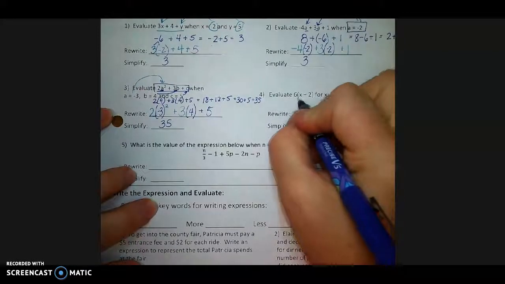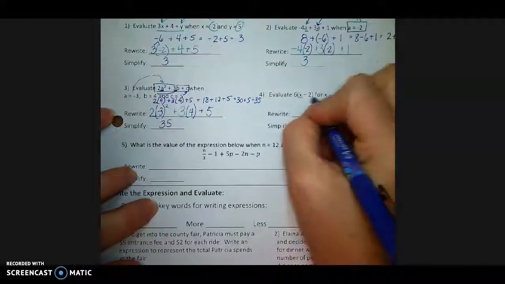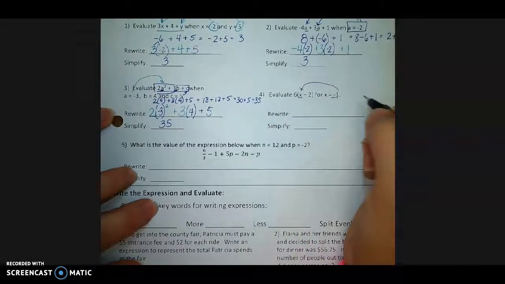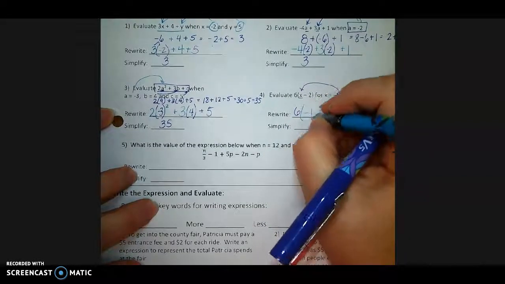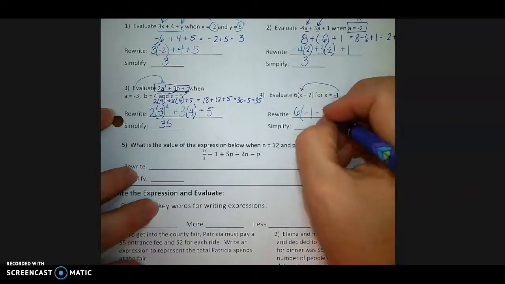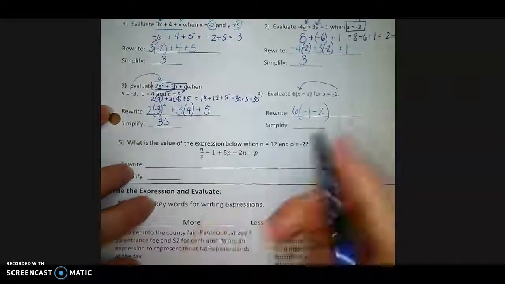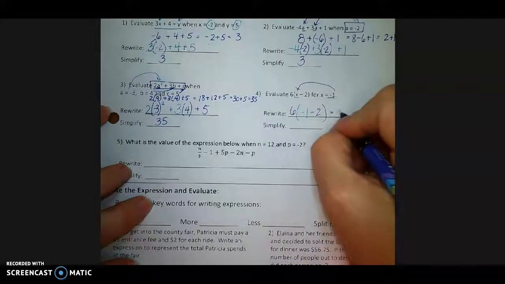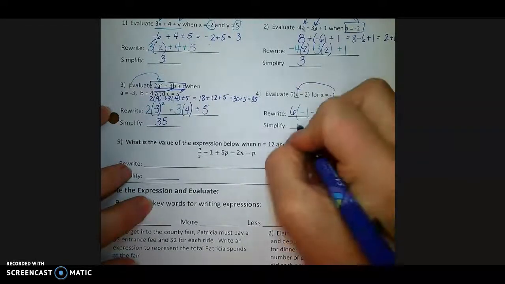So if I have 6 times the quantity x minus 2, and I want to substitute in a negative 1 there. So I'm going to have 6 times negative 1 minus 2 there. Now I could go ahead and do what's inside the parentheses first. So then I would have 6 times negative 3, which equals negative 18.